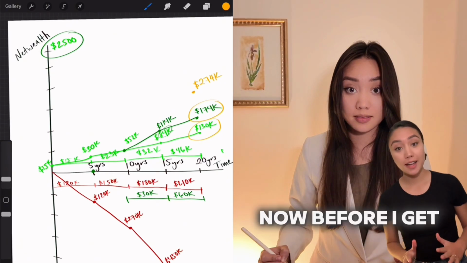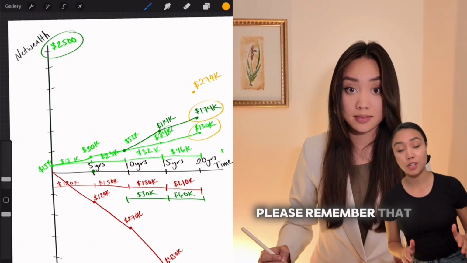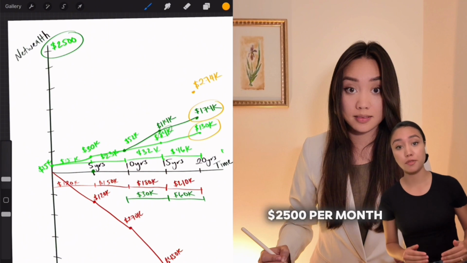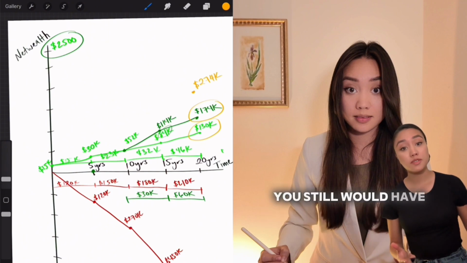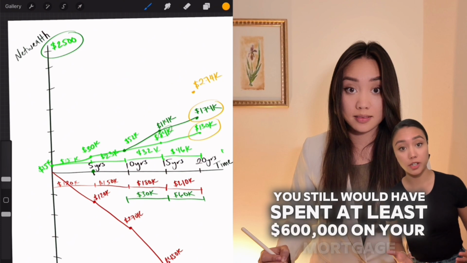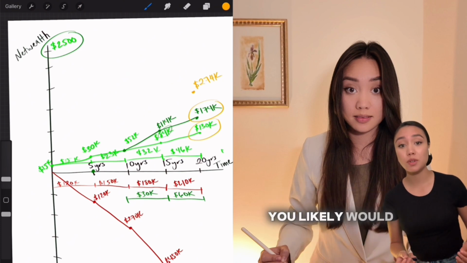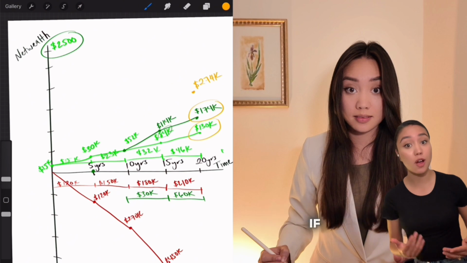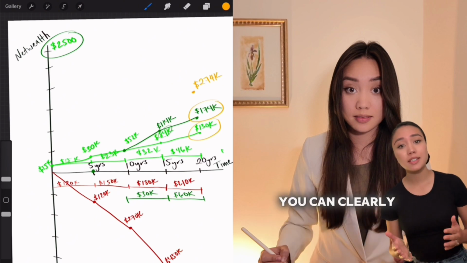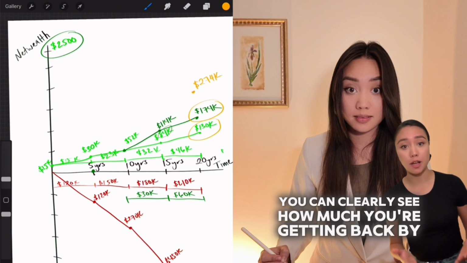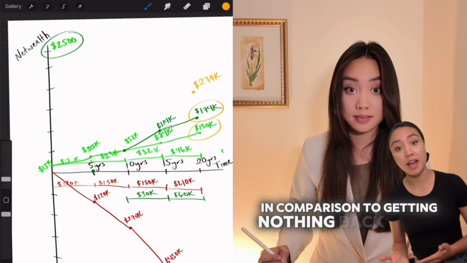Now, before I get hecklers in the comments, please remember that you are still paying $2,500 per month for 20 years. So although you're up by $274,000, you still would have spent at least $600,000 on your mortgage. And with the cost of home maintenance, you likely would have spent at least $60,000, if not more. But even if you do end up spending a little bit more by owning a home, you can clearly see how much you're getting back by owning your home in comparison to getting nothing back from renting.